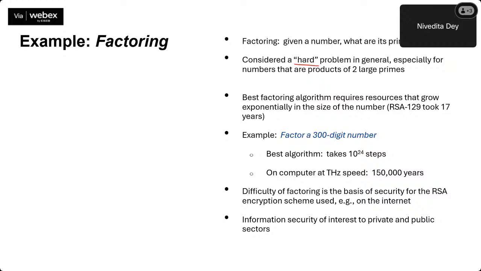Now, whenever I coin the term hard, you just assume what I actually mean by a hard problem. The hardness of a problem is defined by what I just explained with respect to the complexity classes. If I have to factor a 300-digit number, the best algorithm will take these steps, and on a computer at terahertz speed, it will take this many years only for a 300-digit number, which is definitely not possible to be seen by a single person in their lifetime. This is something like integer factorization, where we choose a very large number and try to find its constituents.